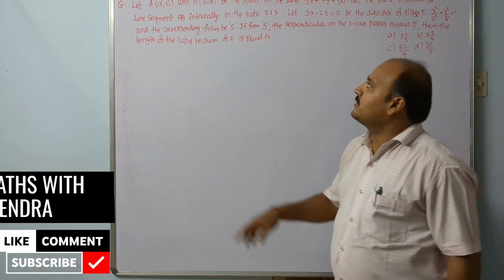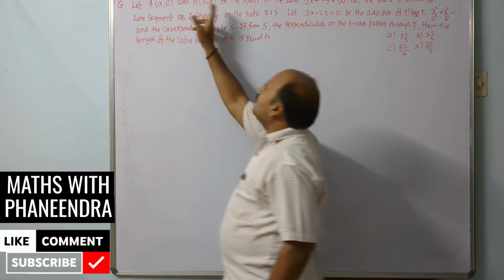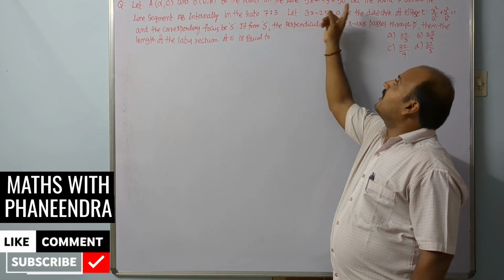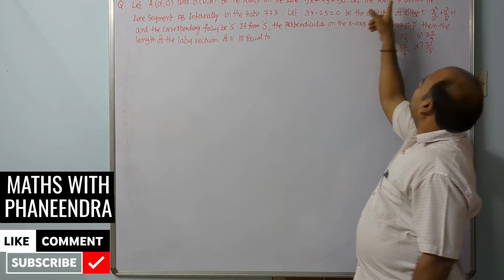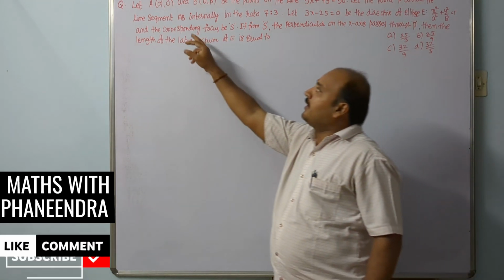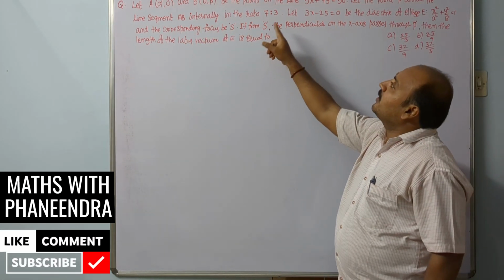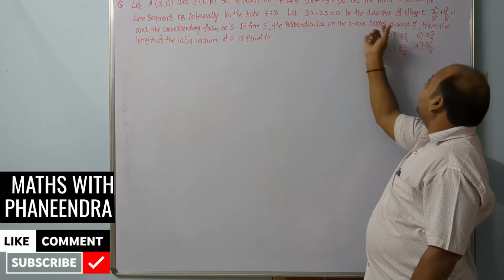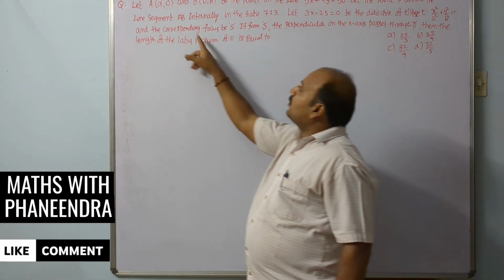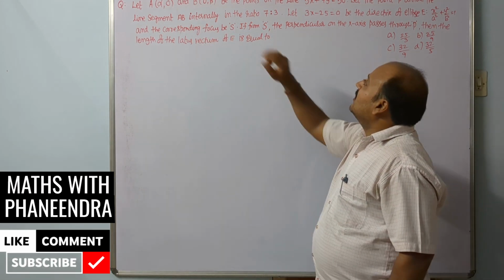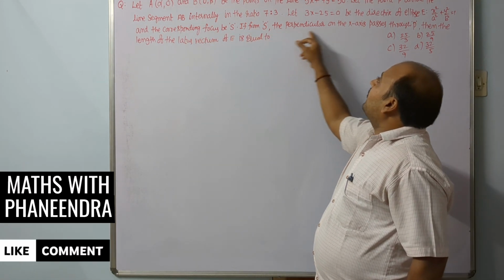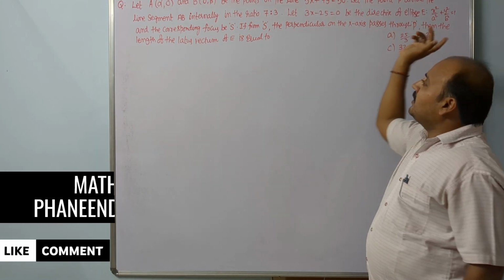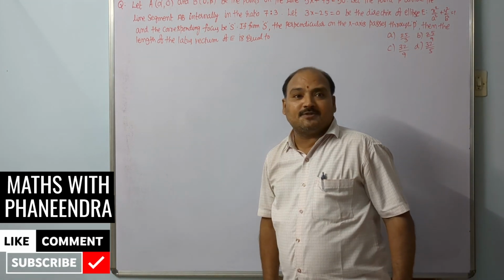Yeah, the next question, dear students. Let A(alpha, 0) and B(0, beta) be the points on the line 5x plus 7y equal to 50. Let the point P divide the line segment AB internally in the ratio 7:3. Let 3x minus 25 equal to 0 be the directrix of the ellipse and the corresponding focus be S. If the perpendicular from S to the x-axis passes through the point P, then the length of latus rectum of the ellipse is.